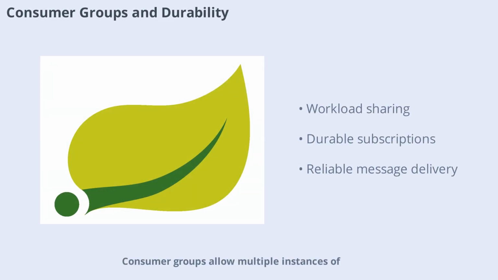Consumer groups allow multiple instances of an application to share the workload, with each instance processing a subset of messages. Spring Cloud Stream models this using group names, ensuring that only one instance in a group handles each message. Group subscriptions are durable, meaning messages are retained even if all consumers are temporarily offline. This ensures reliability and scalability in distributed systems.